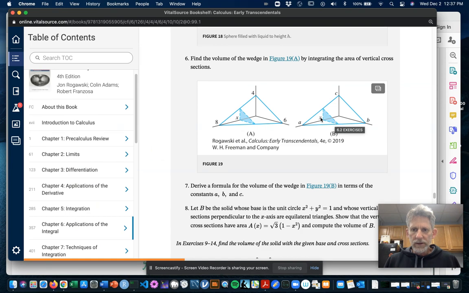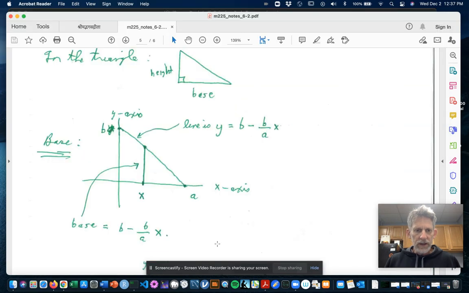The lower end of the segment is clearly at the value y is 0, and the upper end of the segment is at some y that lies along this line here. Okay, so I have drawn that line, the one that goes from the B on the y-axis to the A on the x-axis. I've drawn that line in the base of the solid on this two-dimensional representation of the base.